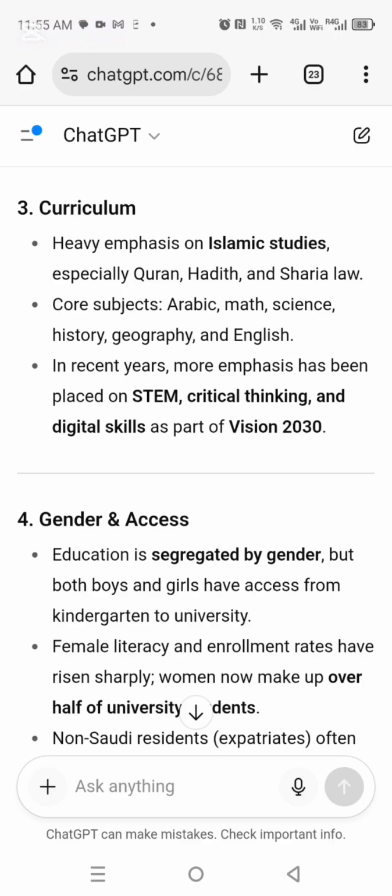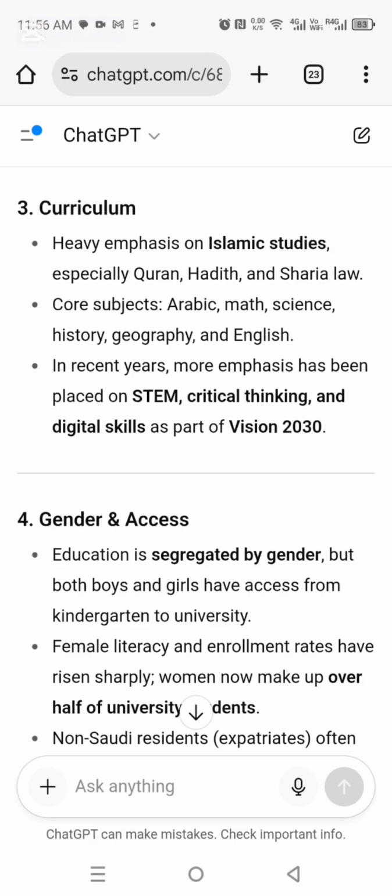The core subjects are Arabic, math, science, history, geography, and English. In recent years, more emphasis has been placed on STEM, critical thinking, and digital skills as part of Vision 2030. I want you to understand that the STEM is for the lower classes, the critical thinking and digital skills. What I need you guys to understand is that we do not have STEM education in our system unless you go to the IGCSE system. And I feel like this is important, and this is what separates us from the rest of the world as Kenyans.